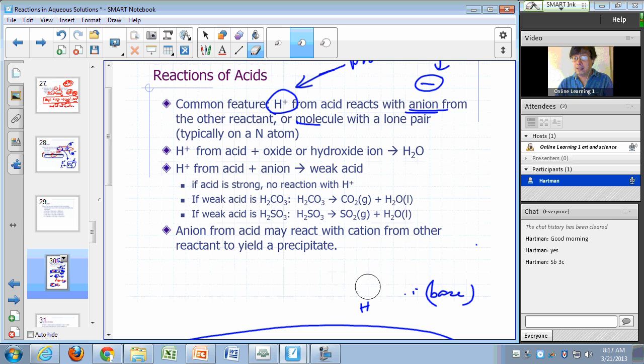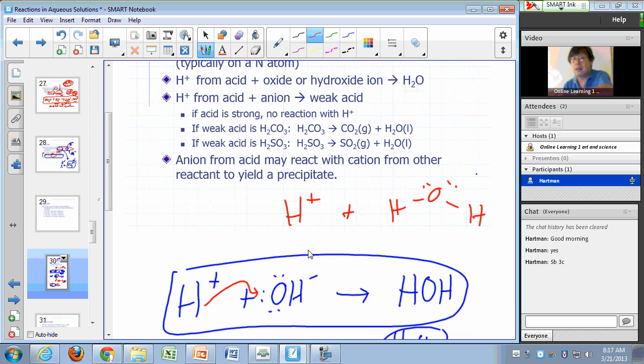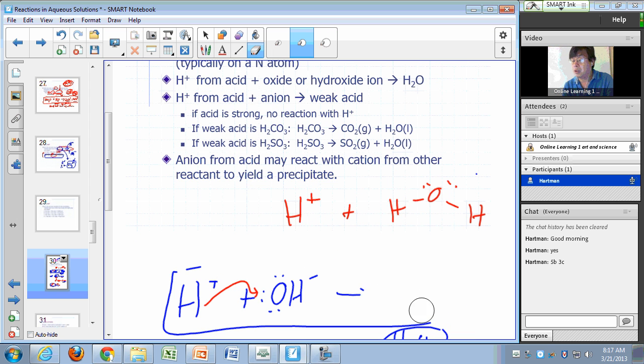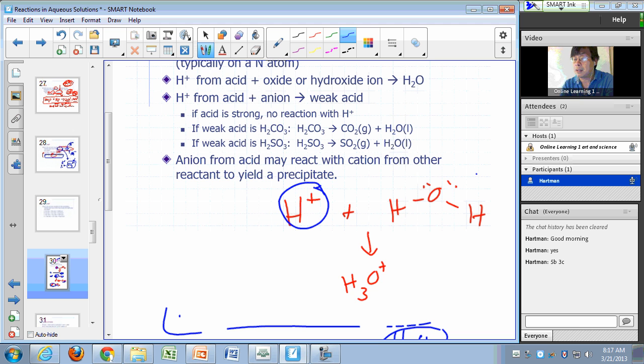Now, if the acid is strong, oh, by the way, the H plus itself can attach to a water molecule. Once it does, what you get is what's called hydronium ion, H3O plus. So when these two combine, you get H3O plus. So that H plus can attach itself to one of these lone pairs on the oxygen of water, and that gives you H3O plus, which is hydronium ion.